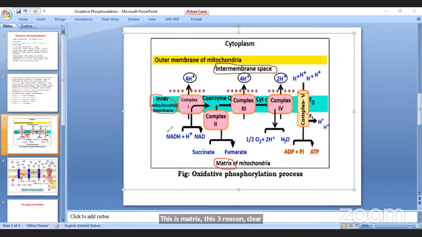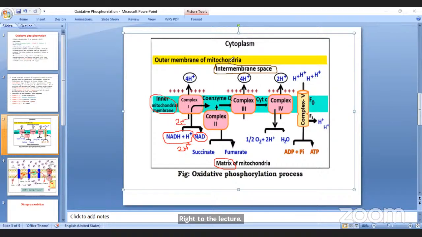Now this is NADH plus H plus. With the help of NADH dehydrogenase, it is converted into NAD plus 2 protons, H plus, and releases how many electrons here? 2 electrons, sir. Right, 2 electrons.